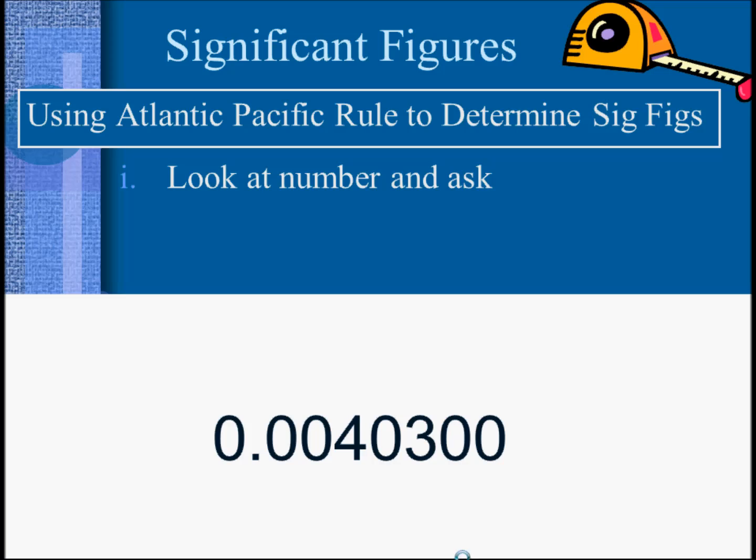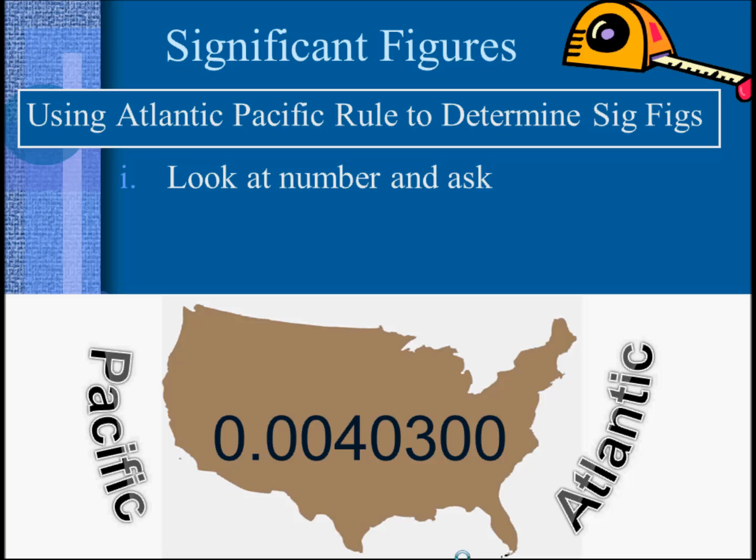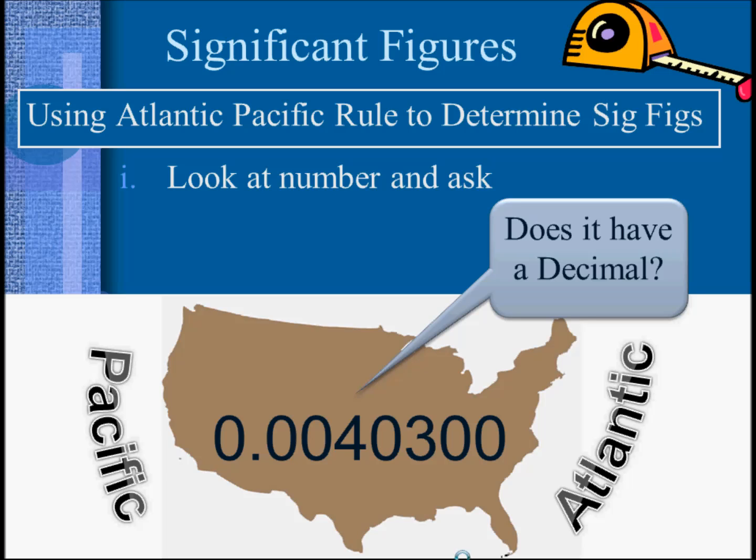So I look at my number, and I imagine my number superimposed over the United States. Now, this is where the geography part comes in. You need to know which side of the United States the Atlantic Ocean is on and which side the Pacific Ocean is on. So given that information, you can use the Atlantic-Pacific rule. You've got to look at the number and ask yourself a question. You always start by asking, does my measurement have a decimal? You're going to have one of two answers, either yes or no.